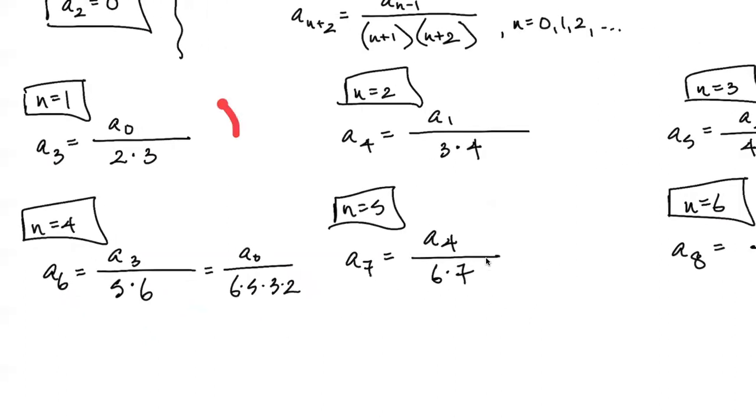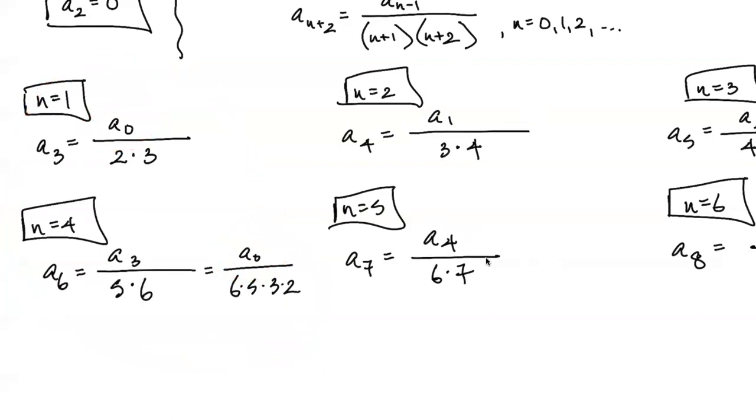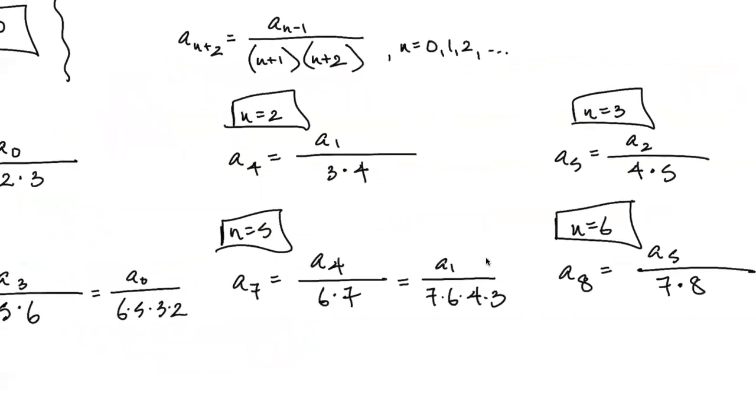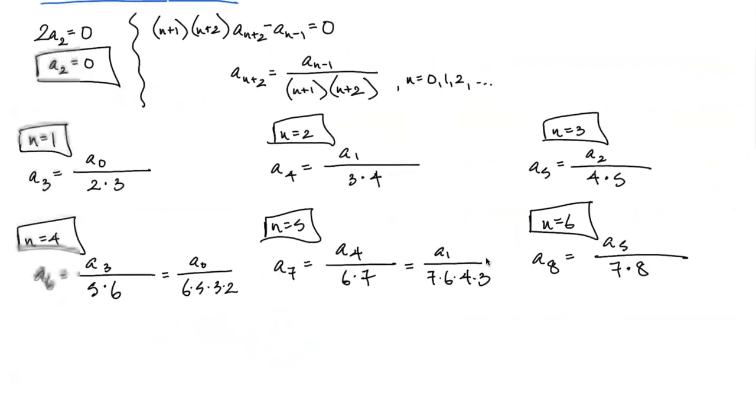Now it looks like every 3 terms that follow this pattern, I can all say they count on a sub 0. I bet we can do the same thing over here with the a sub 4. So if we substitute in, we'll get a sub 1 over 7 times 6 times 4 times 3. And let's go to this a sub 5, right? A sub 5 is really a sub 2 over 4 times 5.